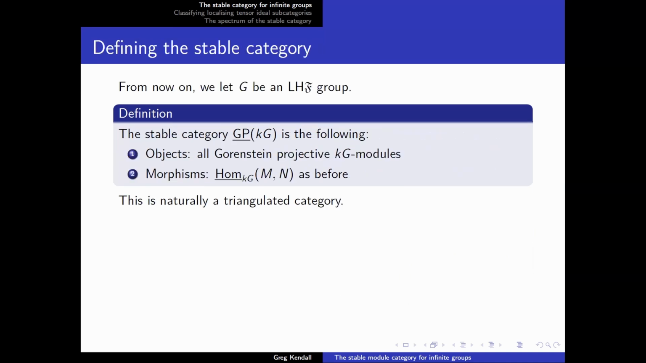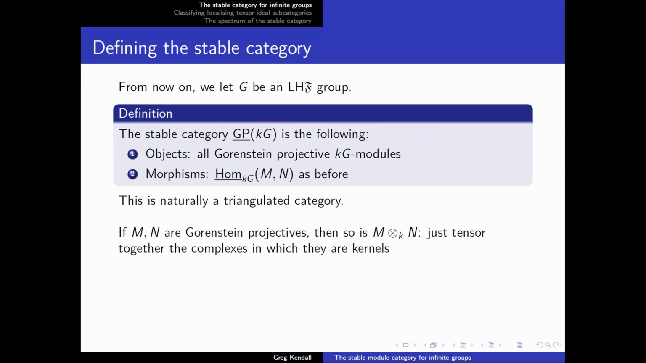Great, and so this is what we're going to use to define the stable category. And the very nice thing is the category of Gorenstein projectives is going to be a Frobenius category over anything. And so what this means is that we can just mod out by the projectives in exactly the same way as before, and we're always going to get a triangulated category. And so this is our candidate.